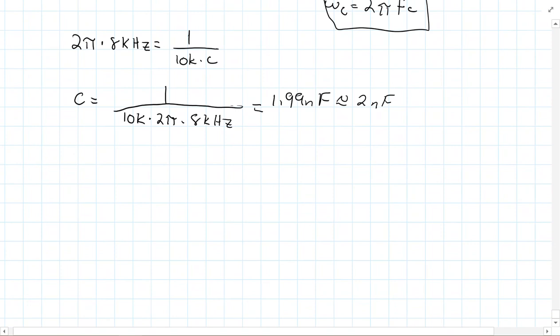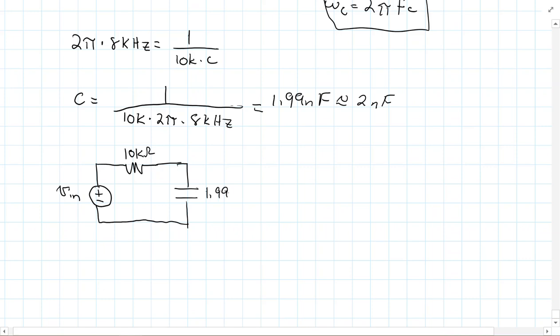Now, we also have to draw the circuit. It's a very basic circuit, but you need to make sure to have everything labeled. Here is Vin. This would be the resistor, which was 10 kilo ohms as specified. And this is 1.99 nanofarads, or 2. You could write either one, it would be fine.